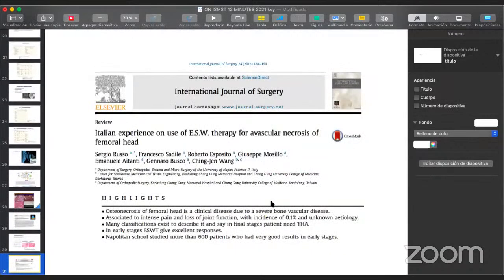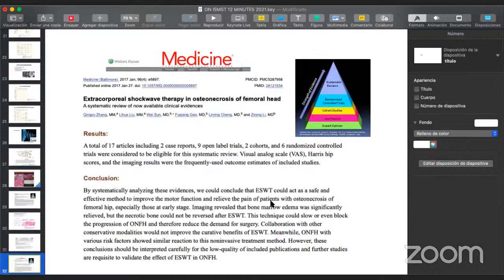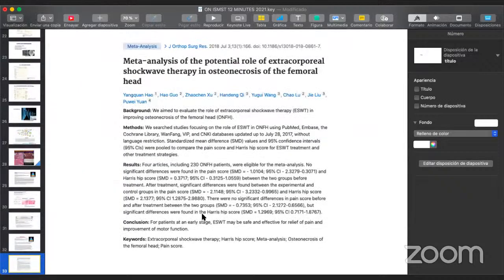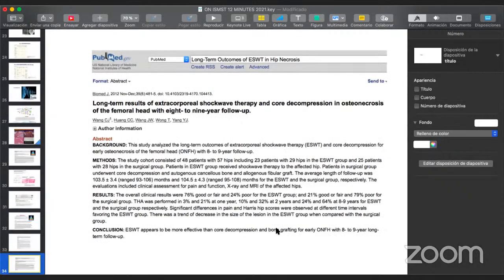There are many articles, like systematic reviews. This meta-analysis shows the potential of shockwave therapy in osteonecrosis of the femoral head, and concludes that for patients in early stage 1 and 2, extracorporeal shockwaves can be safe and effective to relieve pain and improve motor function. But I think this article is the more important, that can demonstrate the effect of shockwaves in this pathology.